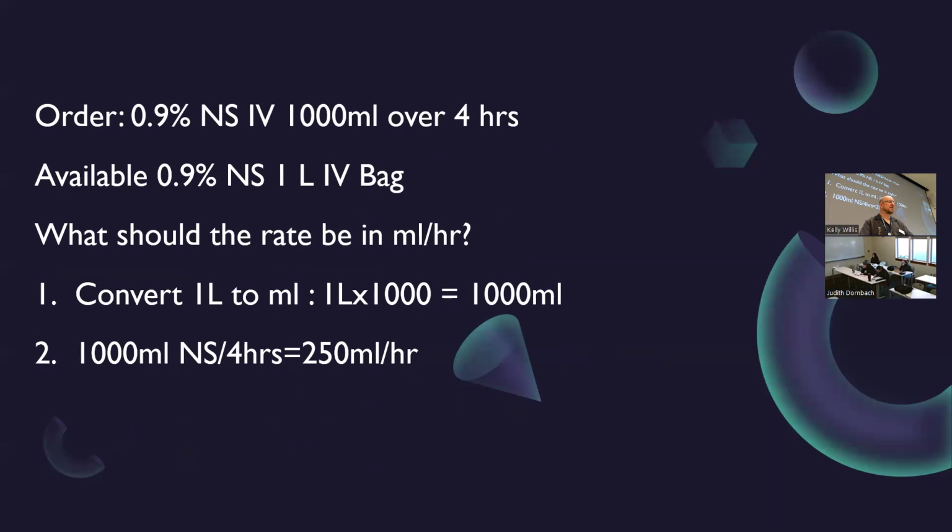Another order, normal saline, IV 1000 mLs over 4 hours. Available is normal saline IV 1 liter IV bag, which is pretty standard. What should the rate be in milliliters per hour? So we want to convert 1 liter to milliliters. So that's 1000 milliliters over 4 hours. So relatively simple calculation for that. So we don't have to do any dimensional analysis or anything. And that comes up to 250 milliliters per hour. And that's it. Hopefully that helped a little bit.